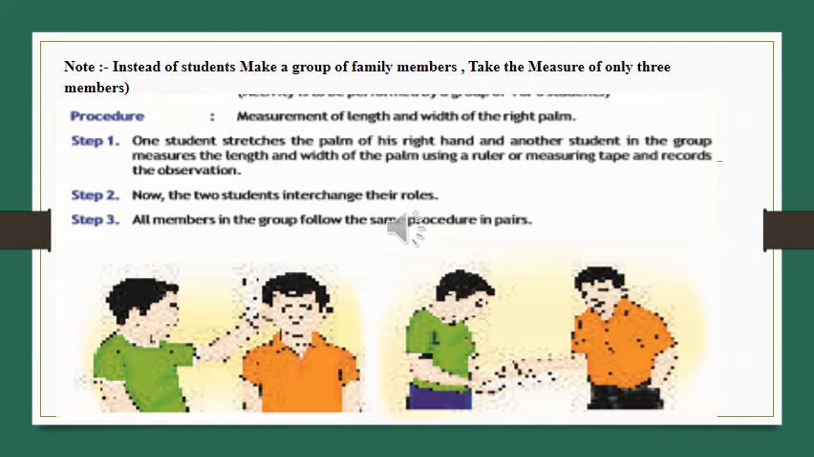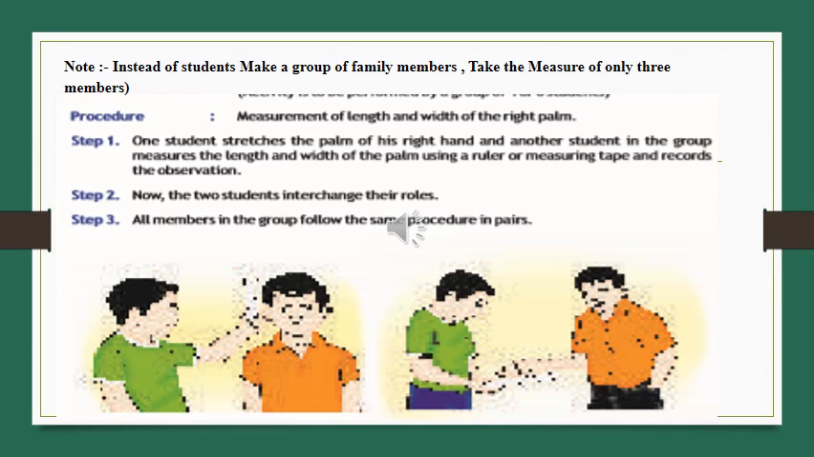Now what is the procedure? Procedure of length and width of the right palm. One member will stretch the arm of his right hand and another will measure the length and width, meaning vertical and horizontal width of the palm using a ruler or measuring tape, and record the observation. The observation table is in the next slides.